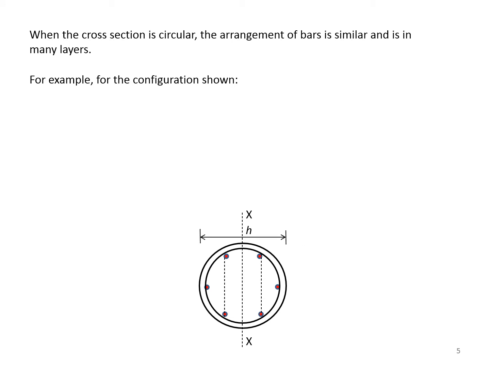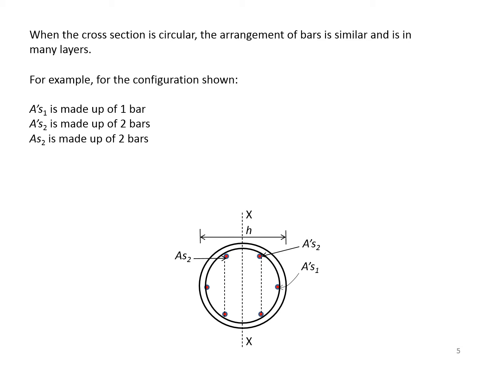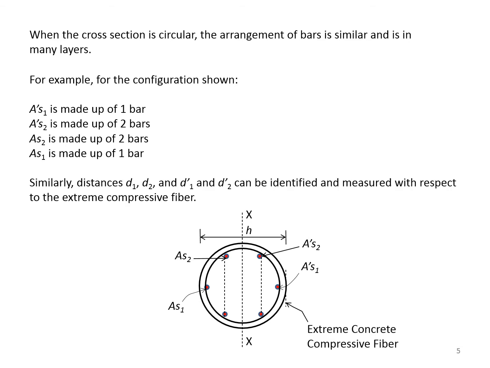When the cross-section is circular, the arrangement of bars is similar and is in many layers. For example, for the configuration shown, A'(1) is made up of 1 bar, A'(2) is made up of 2 bars, AS2 is made up of 2 bars, and AS1 is made up of 1 bar. Similarly, distances d1, d2, and d'1 and d'2 can be identified and measured with respect to the extreme compressive fiber. We will have an example coming up in this video showing how to compute these distances.